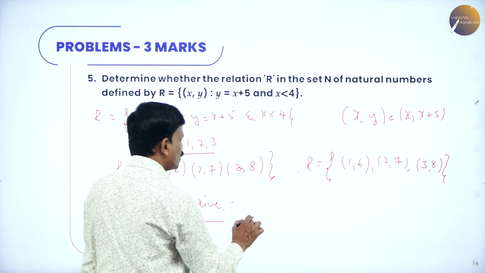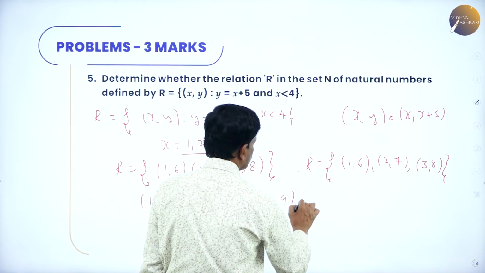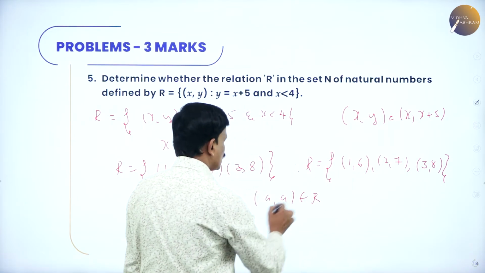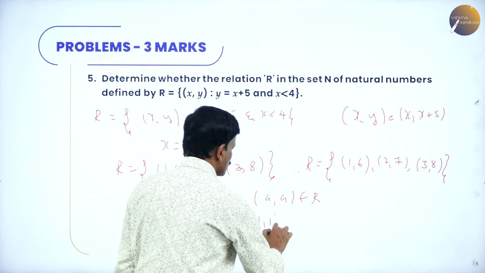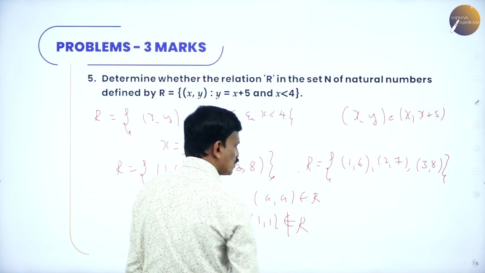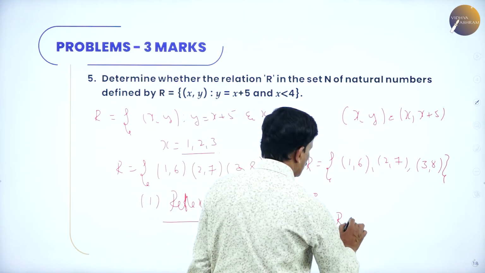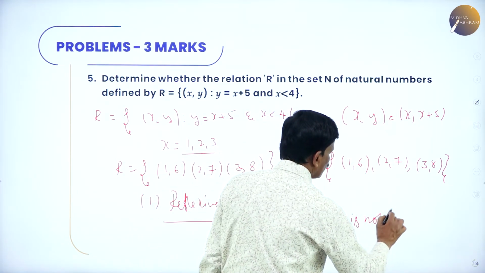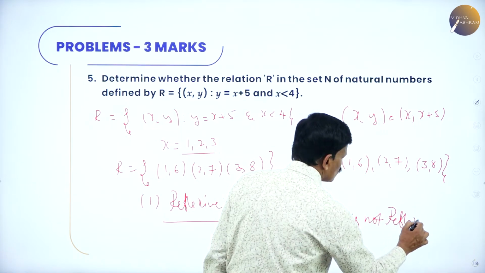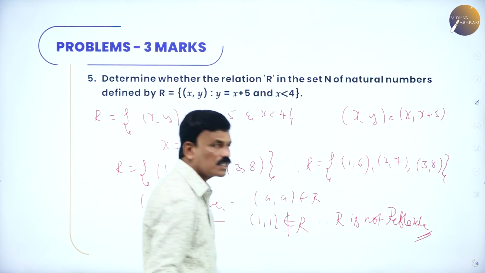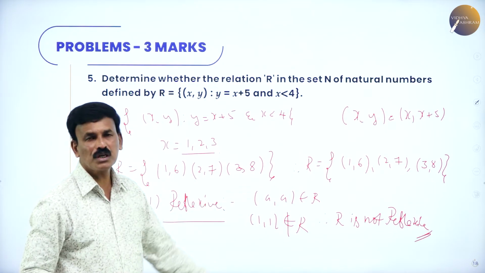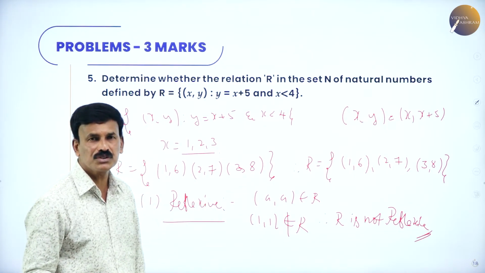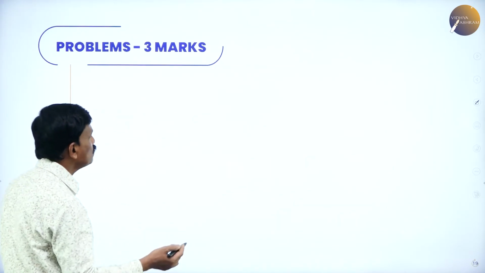Reflexive. What is reflexive? A comma A belongs to R. Here 1 comma 1, 2 comma 2 does not belong to R. 1 comma 1 does not belong to R. So therefore R is not reflexive. Here 1 comma 1, 2 comma 2, 3 comma 3 does not belong to R, so therefore R is not reflexive.